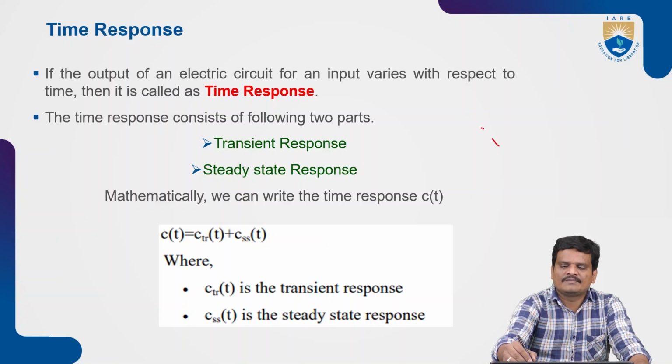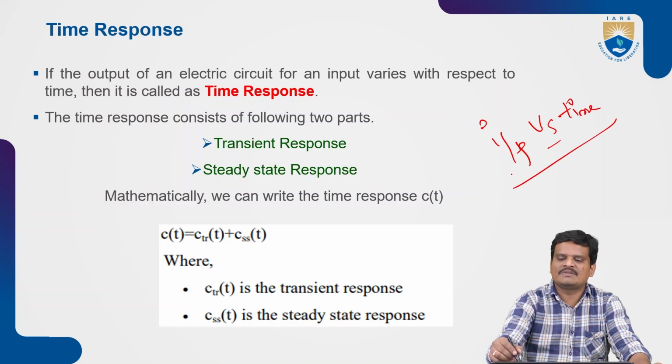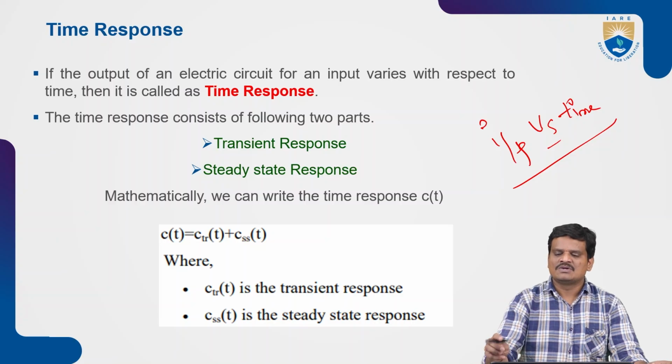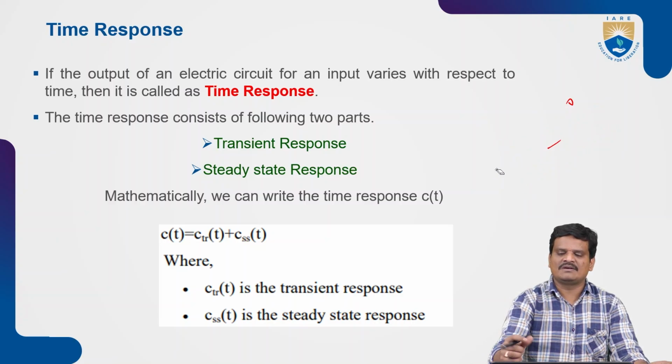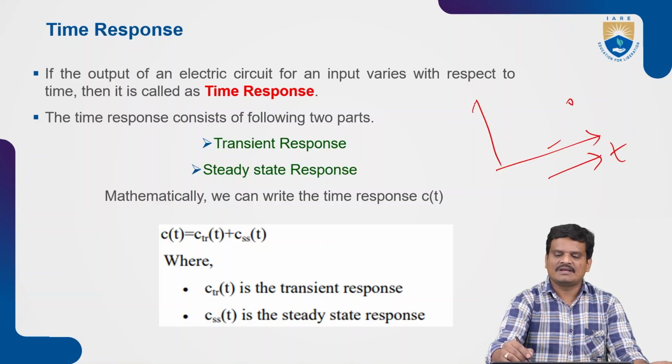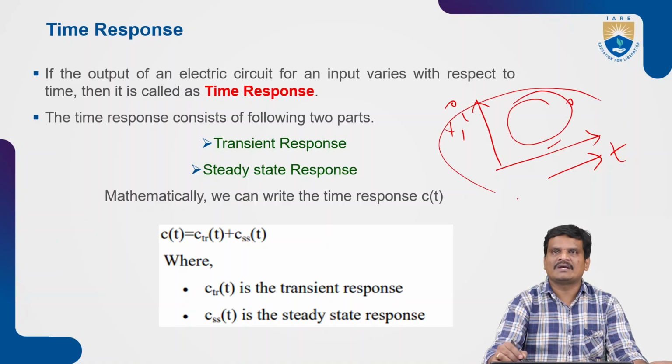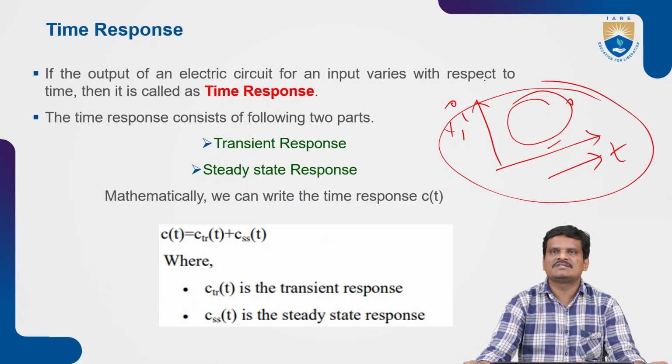If the input varies with respect to time, the particular graph which is obtained is considered as a time response. I can show you a normal graph. If this is the time, I am taking the input as a function of t, and this is nothing but my quantity, it may be voltage or current. The graph obtained between voltage or current with respect to time can be considered as a time response of a voltage, or else a time response of a current.